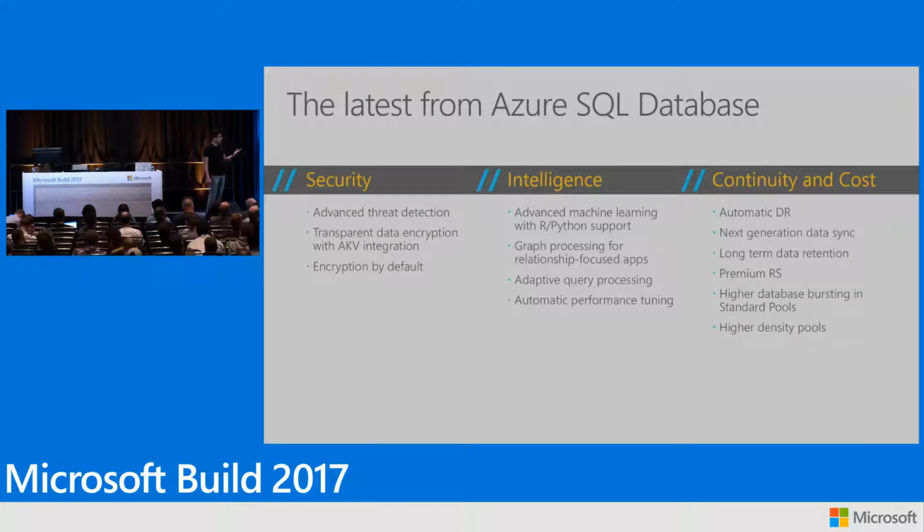In terms of continuity and cost, automatic disaster recovery is a thing which is already created for you, where you can set up a disaster recovery relationship, and the platform can decide if the failover needs to happen. So it doesn't wait for a manual failover from your application standpoint.